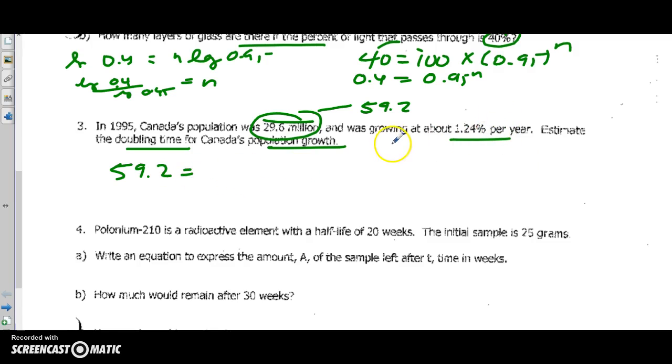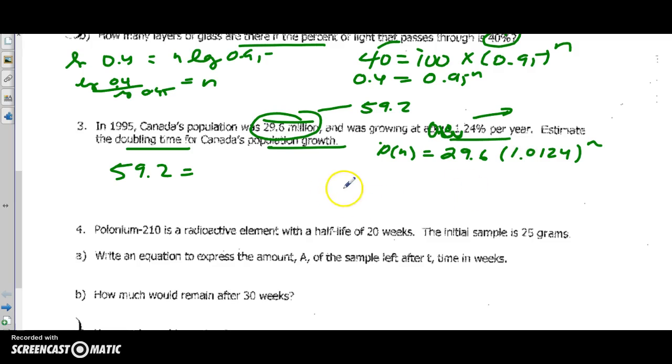Well, we have to come up with an equation. So the population at a certain time is going to be ab to the x, the original amount, 29.6, times 1 point, and now you've got to be careful here. As a decimal, it's 1.24%. So move this over once, twice, or divide by 100. That's 0.0124. So 1.24% as a decimal, as opposed to percent, is moved over twice or divided by 100, and you end up with 1.0124 to the n.